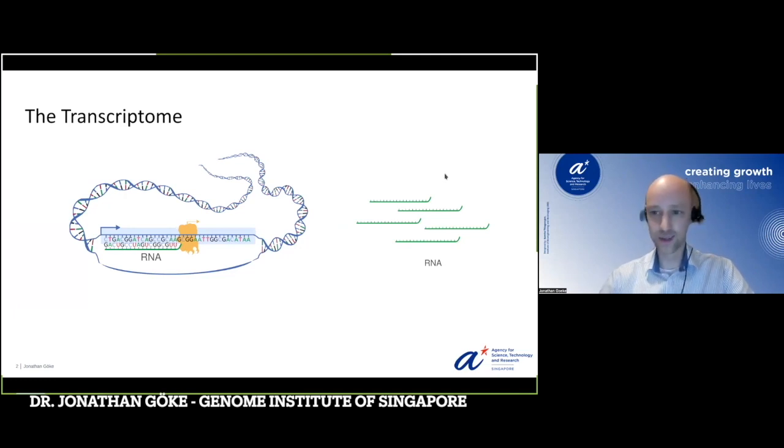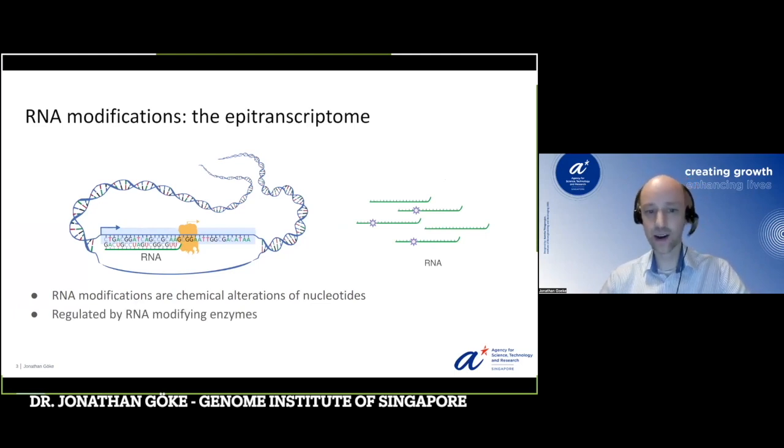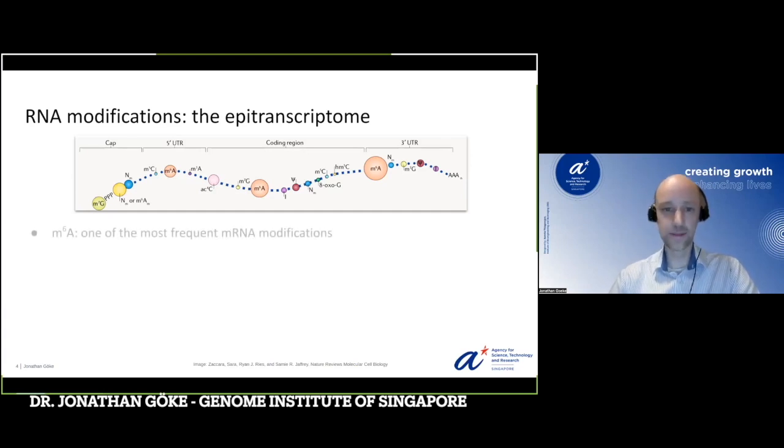And of course, the topic for today, the RNA modifications. They don't need much of an introduction. We have heard a lot about those already. Very briefly, RNA modifications are chemical alterations of nucleotides, and they're regulated by RNA-modifying enzymes. And there are actually quite a few of them. This just shows an illustration of mRNA with some of the modifications that are there. And I will be talking about m6A today, which is the most frequent mRNA modification.